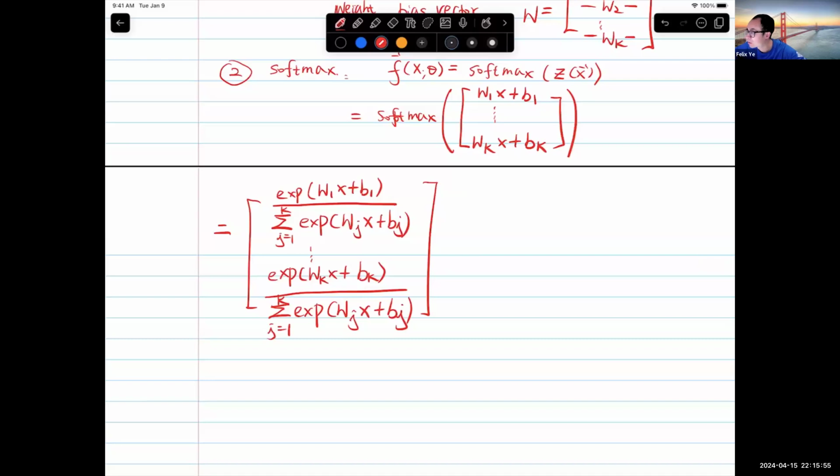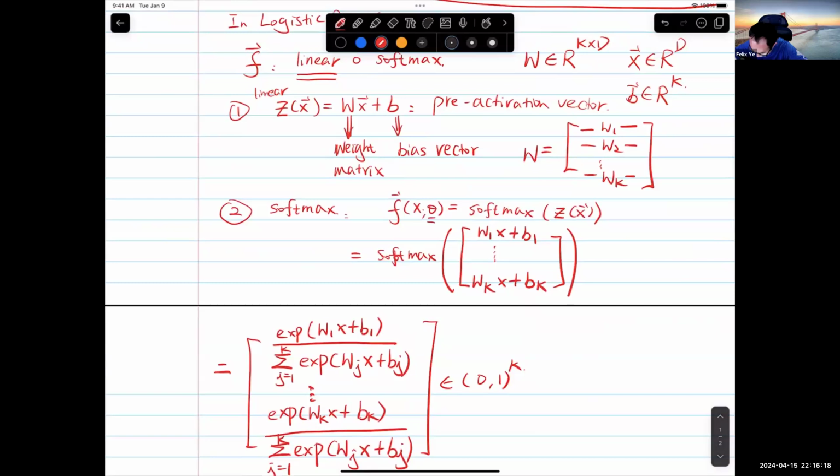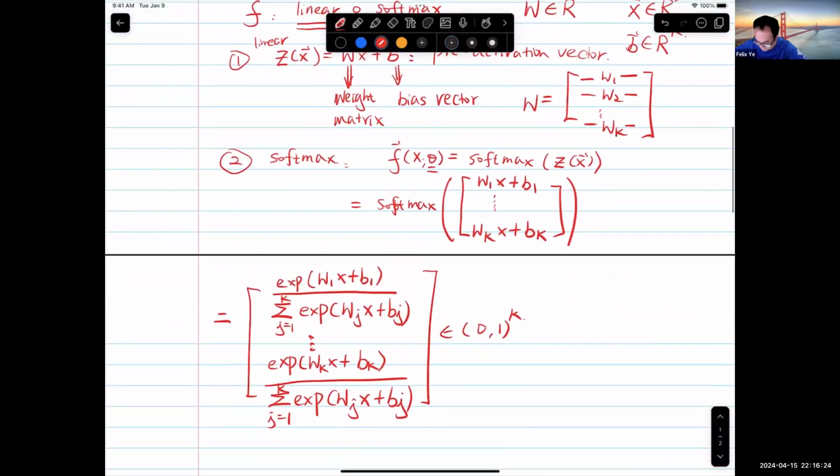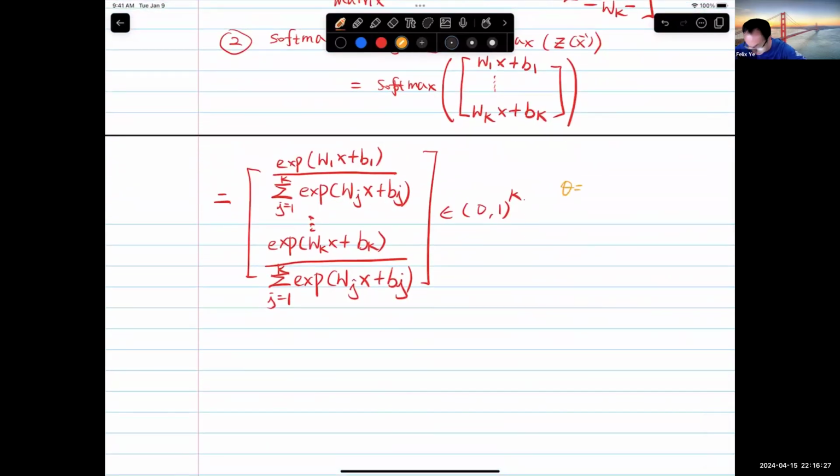Okay. So you can show each entry here is between 0 and 1, and the sum of these is equal to 1. Right? So this is pretty obvious. This actually gives you the probabilities. And also the theta right here, I want to get some tunable parameter theta. So basically this theta is all these weights and also the bias. So theta is W and b.